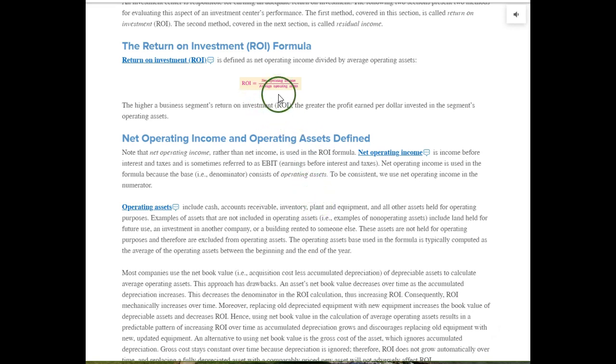Now we have average operating assets, not average total assets. So what are operating assets? You can see the definition here: cash, accounts receivable, inventory, plant and equipment, and all other assets held for operating purposes. Well, then what would not be an operating asset? You can see some examples here: land held for future use, an investment in another company, or a building rented to someone else. So you're trying to divide the operating income you have from the business by the average operating assets, in other words, the assets you're using to generate that net operating income.